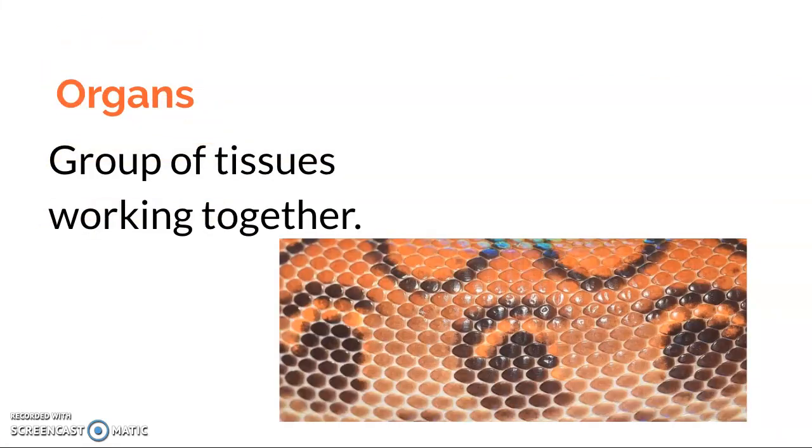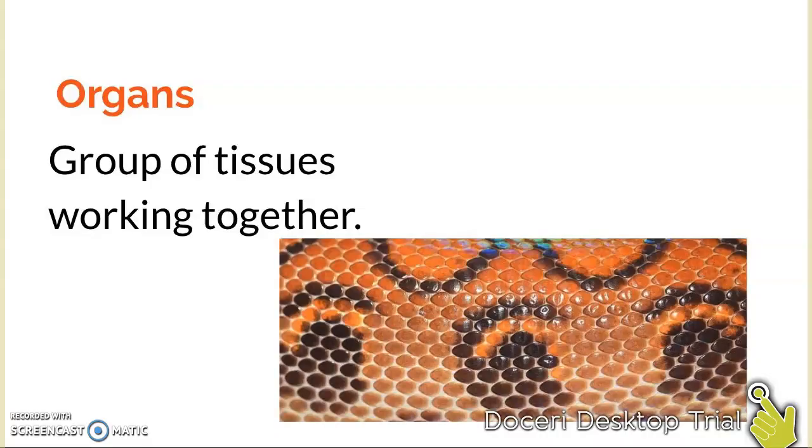Now, if you take a bunch of tissues and put those together, you make an actual organ. So if I take a lot of skin tissue and I put those together, I make this organ called my skin. If I take a lot of brain cells and I put them together to make brain tissue, and I put a bunch of brain tissues together, now I've made an organ called the brain. So many tissues working together make something we call organs.